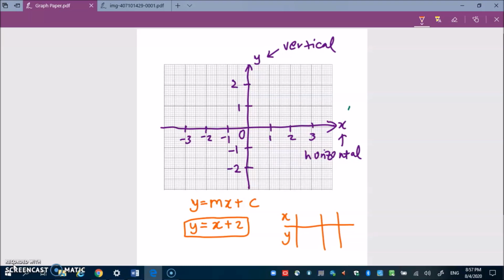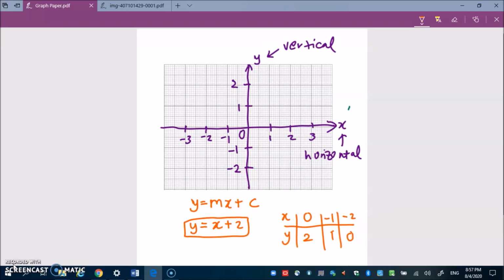So let's start with, for example, when x is 0, I sub in 0 here, y will be equal to 2. Correct? And then let's say I sub in x equals -1. When x is -1, -1 + 2, y will be equal to 1. And then when x is 1, y is 3, so it's already out of this range. So I just want to use x = -2, y will be equal to 0.